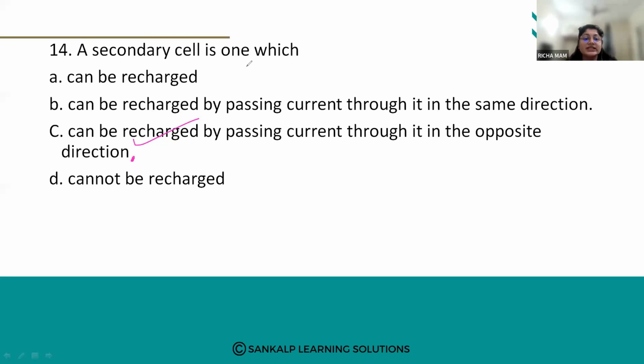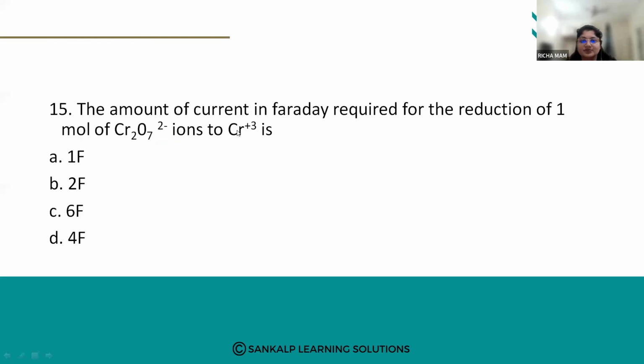So the answer is option number C. Yes, Sri Varuni has answered it correctly. Fine, let us go for the next one. The amount of current in Faraday required for the reduction of 1 mole of dichromate ions to Cr plus 3 is: A, 1 Faraday, B, 2 Faraday, C, 6 Faraday, and D, 4 Faraday.